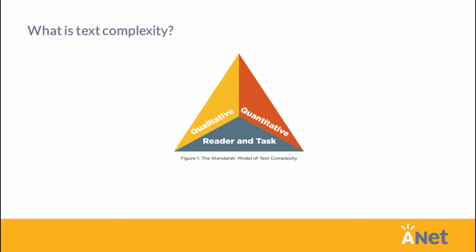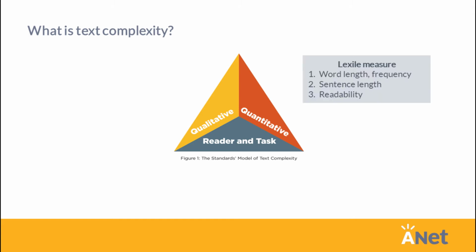Text complexity is basically how easy or hard a text is to read. Appendix A of the Common Core Standards defines text complexity along three dimensions: quantitative, qualitative, and reader and task. The quantitative dimension is one that is difficult or impossible for a human to determine. It's typically measured by a computer and tells us about a text's word length and frequency, sentence length, and the text's readability. Lexile level is one form of quantitative measurement.